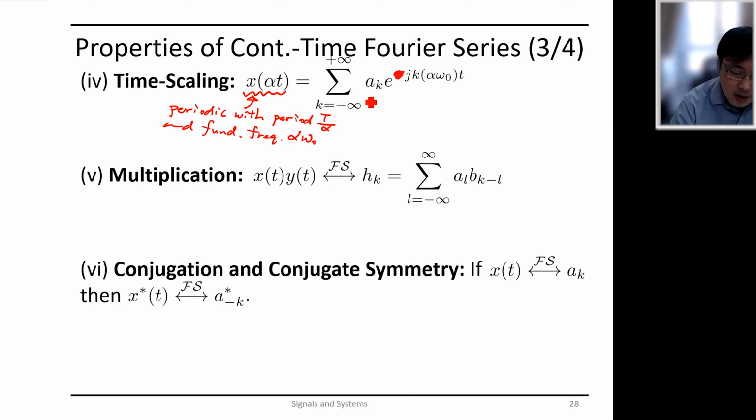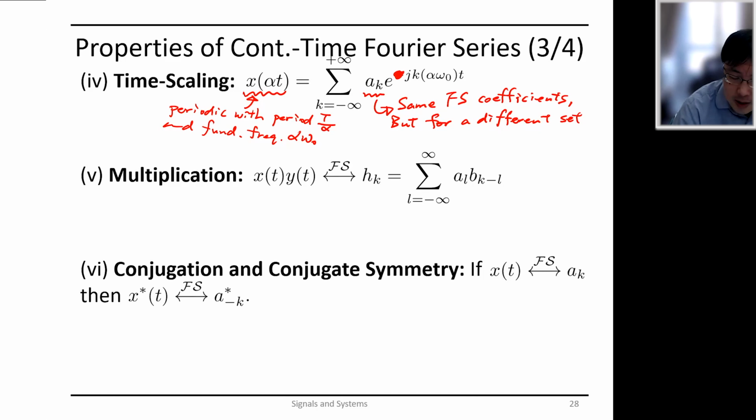So when you look at this, you can see that it has the same Fourier series coefficients, but for a different set of harmonically related complex exponentials.